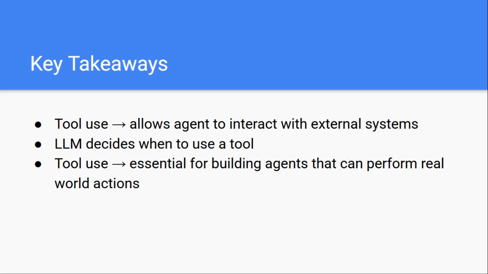So the key takeaways from this video are that tool use or function calling allows the agent to interact with external systems and access dynamic information. It involves defining tools with clear explanations and parameters that the LLM can understand. The LLM chooses when to use a tool and generates structured function calls. Agentic frameworks execute the tool calls and return the result to the LLM. And finally, tool use is essential for building agents that can do real world actions and provide up-to-date information.